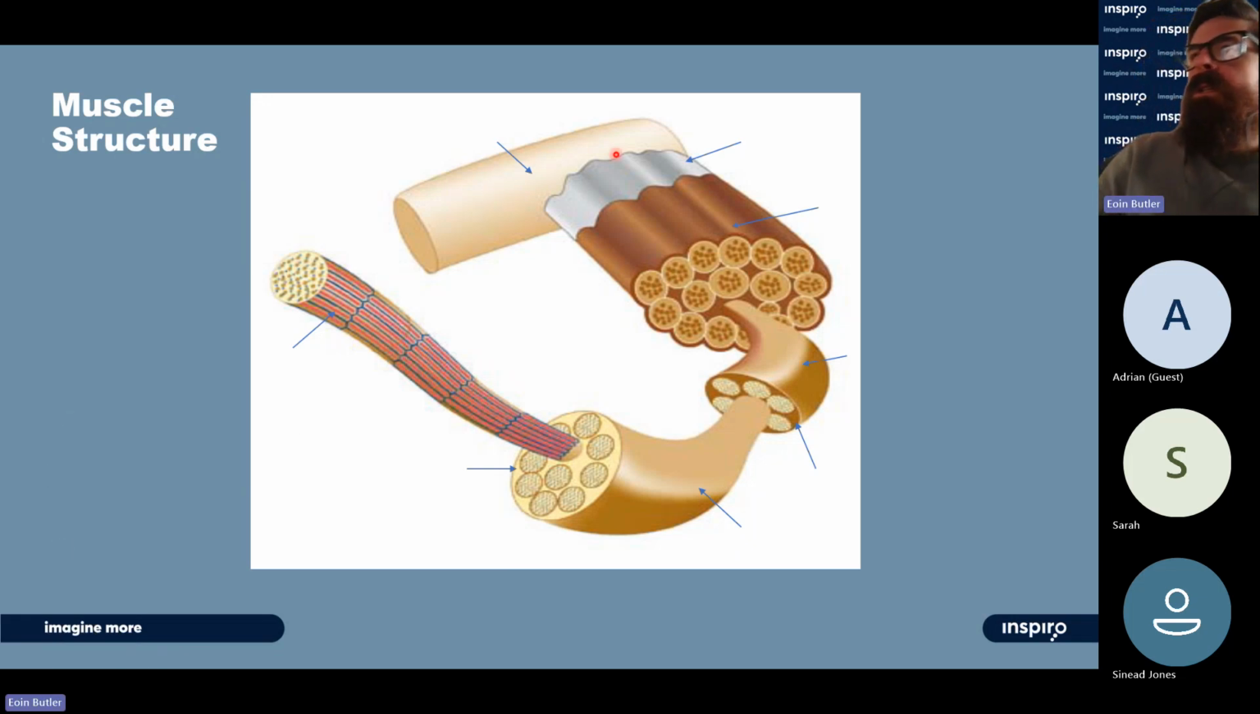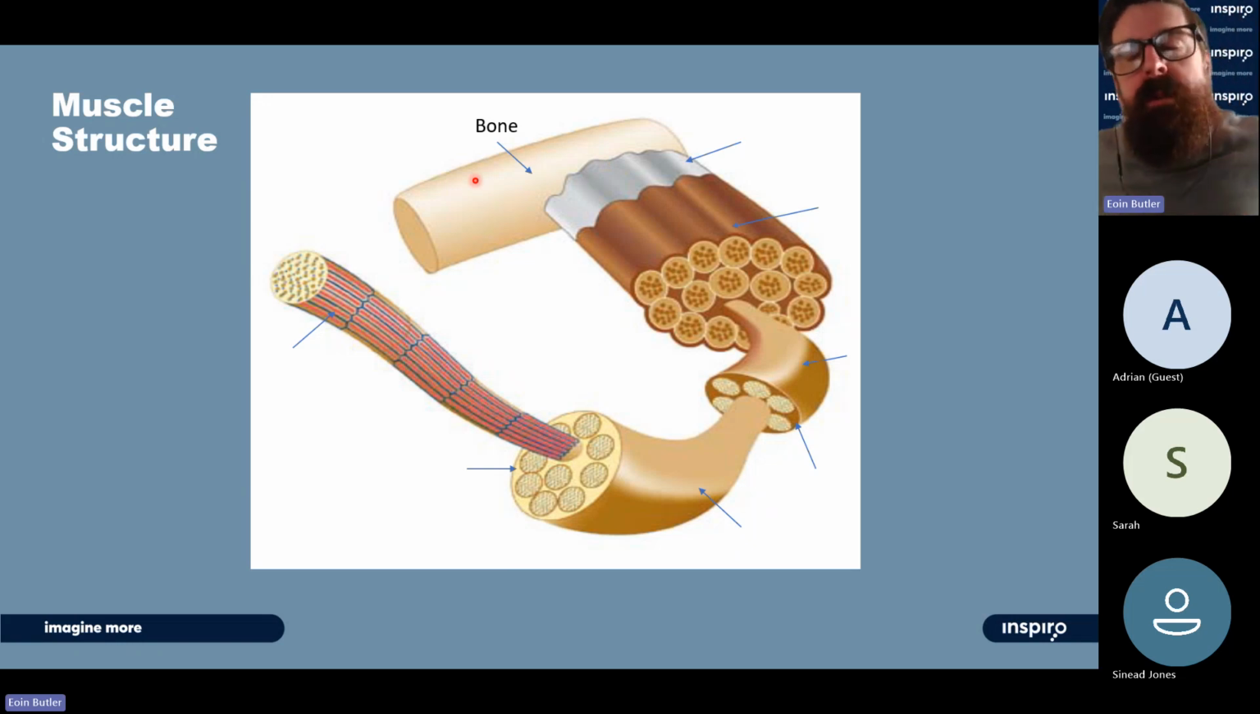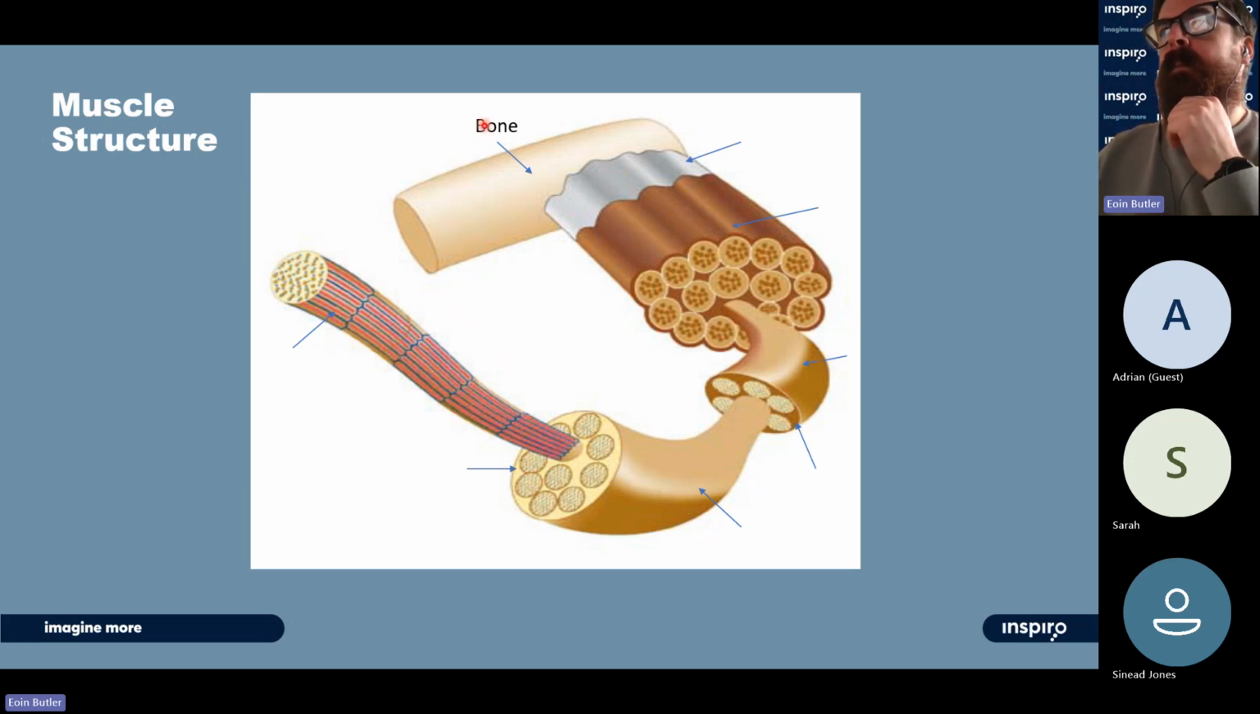Right. So first of all, the muscle is attached to the bone. For movement to occur, the muscles need to pull on the bones to create that movement and create that leverage. So the muscle is attached to the bone. Can anybody tell me what attaches muscle to bone? Tendon, yeah. So the muscle is attached to the bone by the tendon.